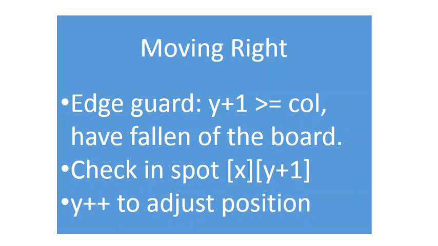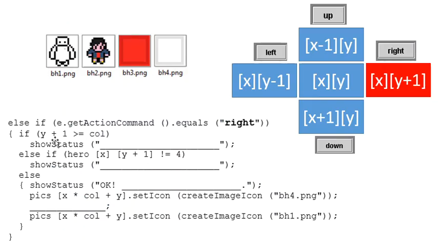Okay, so when we code it, first we're going to check and see if we're greater than column to see if we're on the board. If we aren't, we'll tell them they're off the board. Then we're going to check that spot X and Y plus 1 and see if there's a wall there. And then we're going to actually move it. So we'll move right, we'll ++, and we'll check and see there. All right, good luck with your sheet.